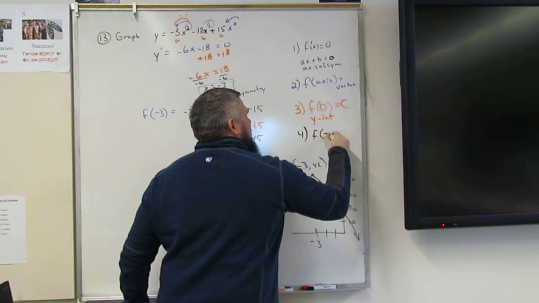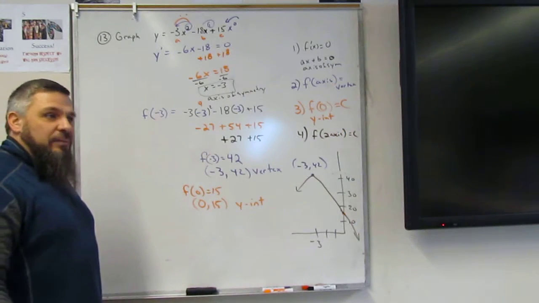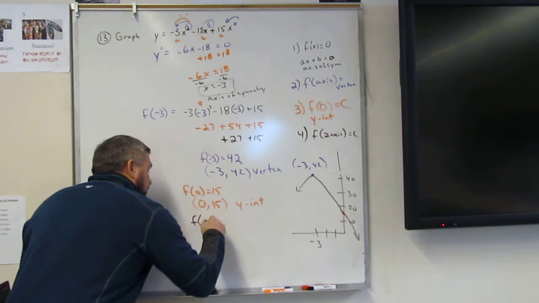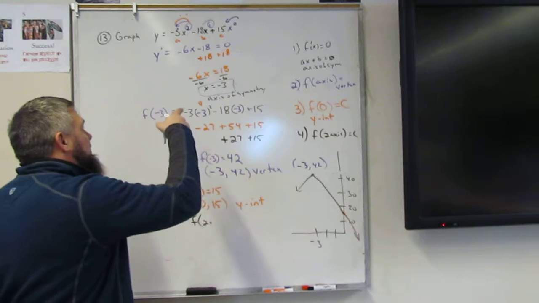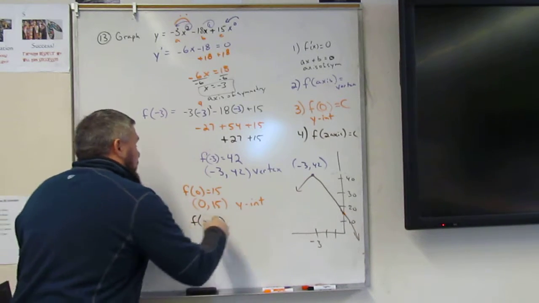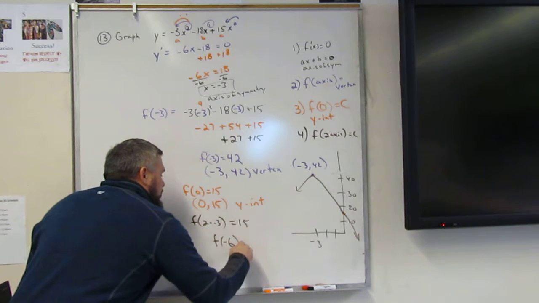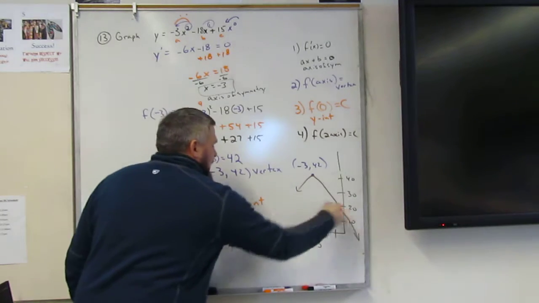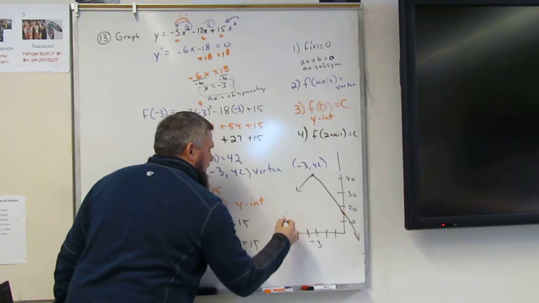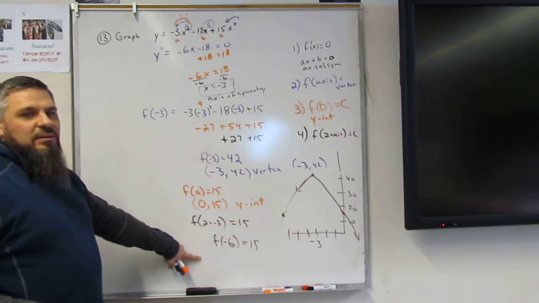So f of 2 times the axis should equal c. So when I get to it, f of 2 times, what's the axis in this case? Negative 3, right? So then that should equal 15. So f of negative 6 should equal 15, and it should come to right here, and it'd be 4, 5, 6, so about right here.